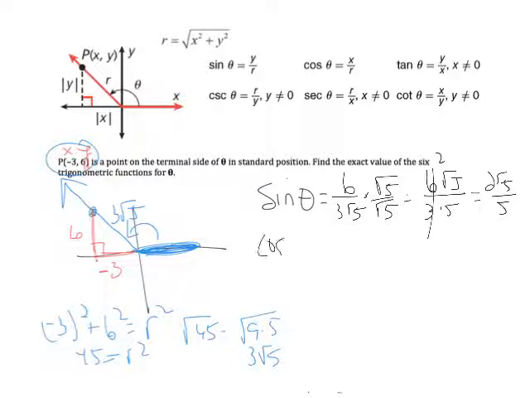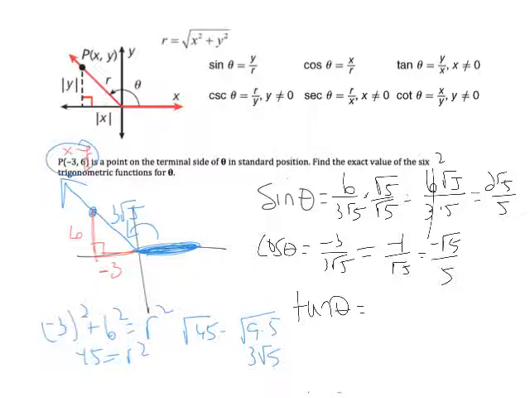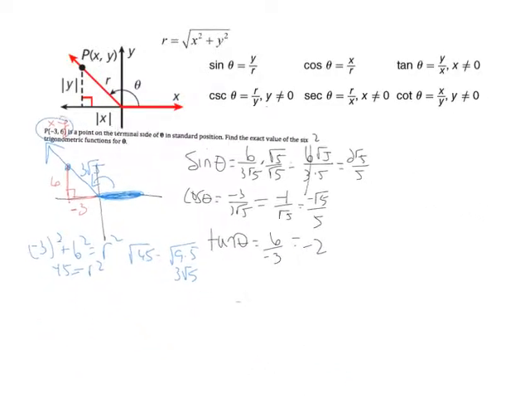Then cosine is going to be adjacent over hypotenuse. And you can actually reduce that beforehand. I didn't reduce the other one beforehand, but you can. So you've got -3 over 3 is a -1 over a radical 5. And when you rationalize that, you've got a negative radical 5 over a 5. Then you've got the tangent of theta, which is opposite over adjacent, or as it is listed up there, y over x, so it's 6 over negative 3, so it's a negative 2.